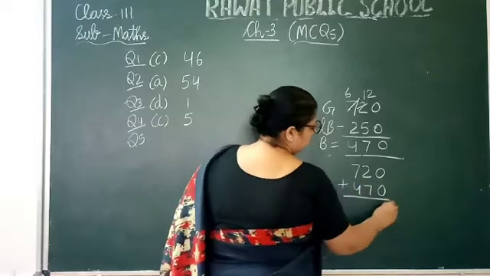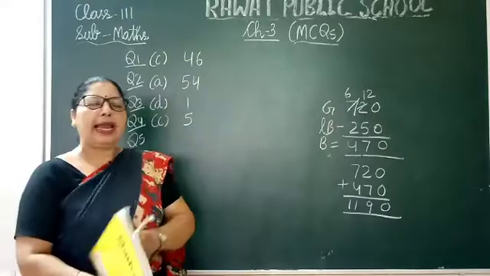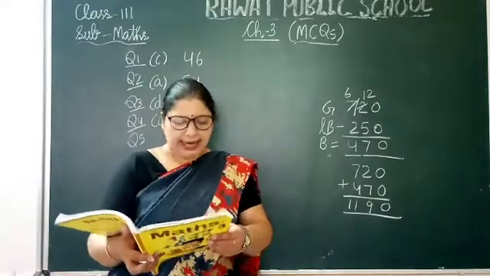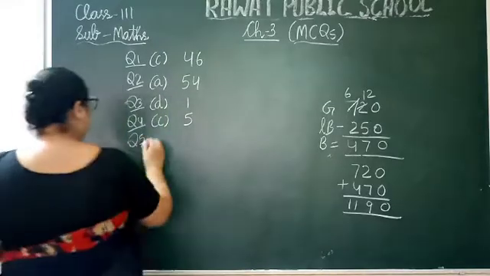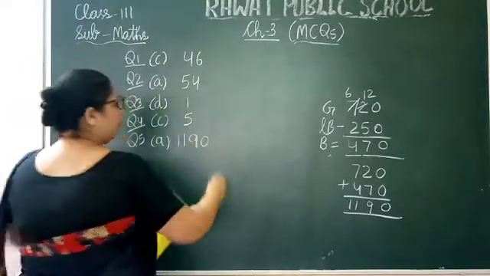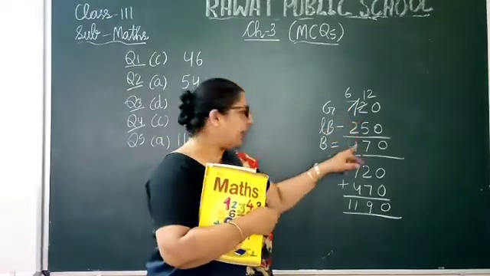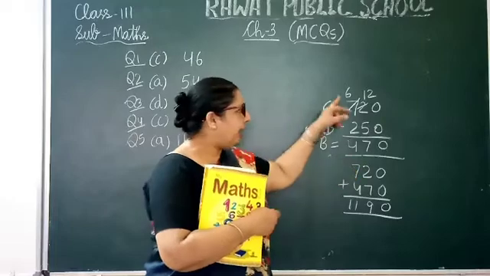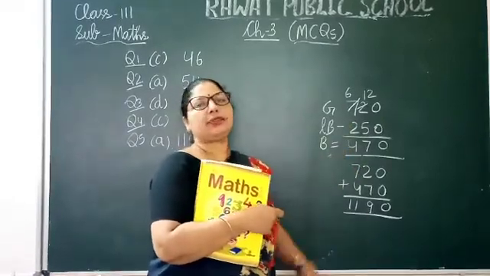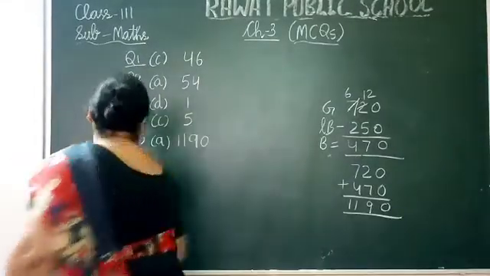Total people are 1190. Option number A. Tick option number A. First we subtract less boys from girls, then we get number of boys. Then we add girls and boys both. So the answer is 1190. So tick option number A.